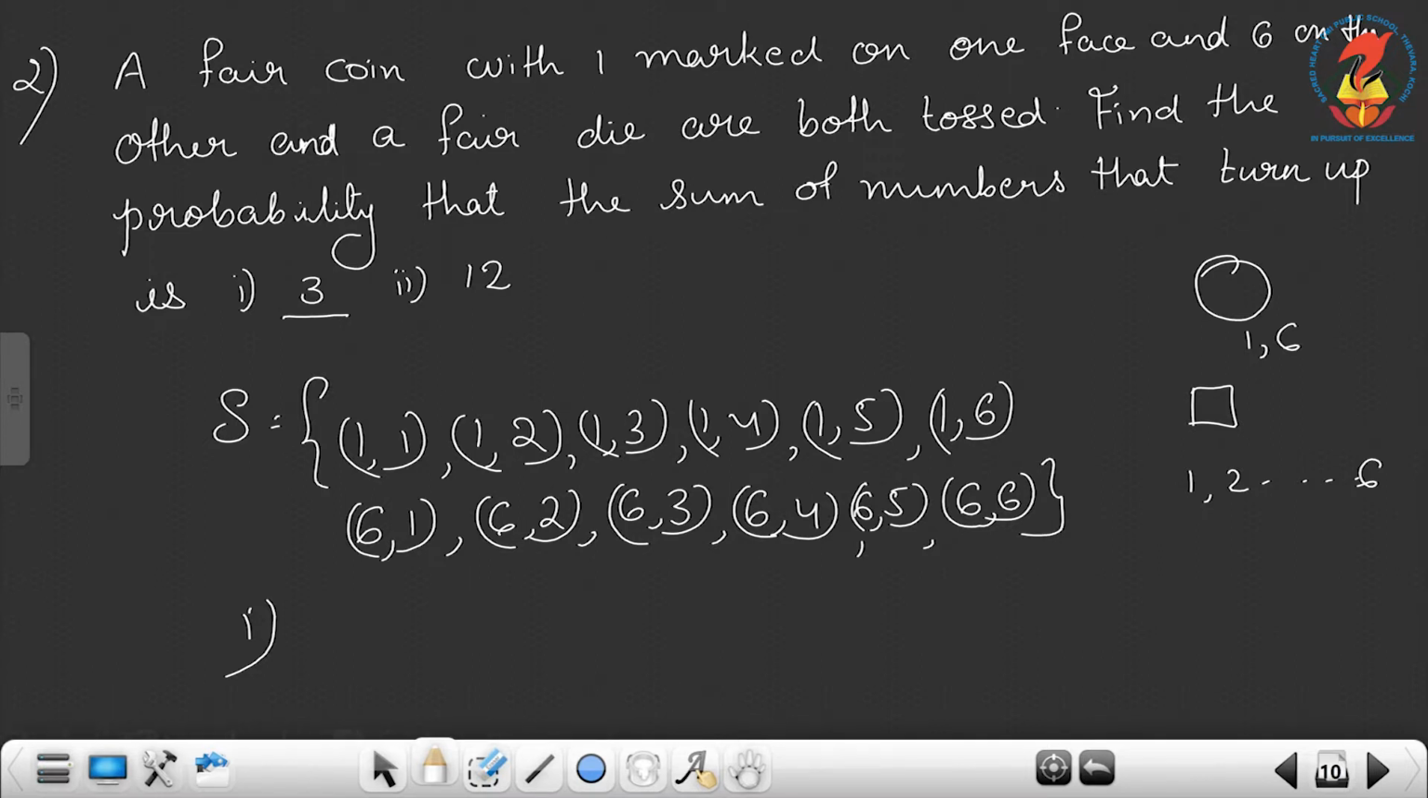Now getting sum 3. Sum 3 means this is the case, so it is 1 out of 12. Now the second case, sum is 12. Sum is 12 means 6, 6. So favorable outcome is 1 out of 12 outcomes. Total 12 outcomes. So the first number is from the coin, the second number from the die. In that order you have to write.